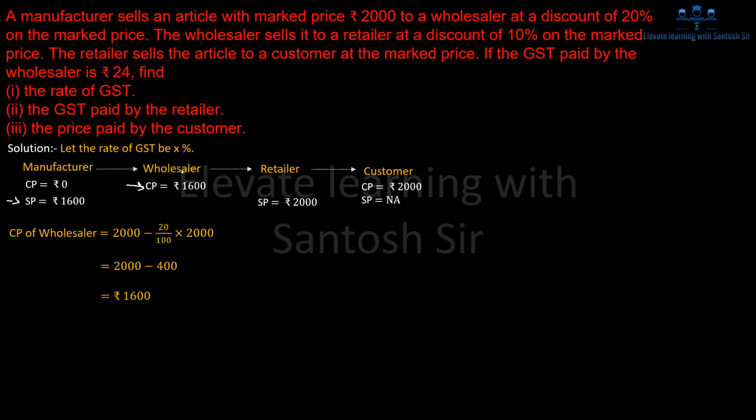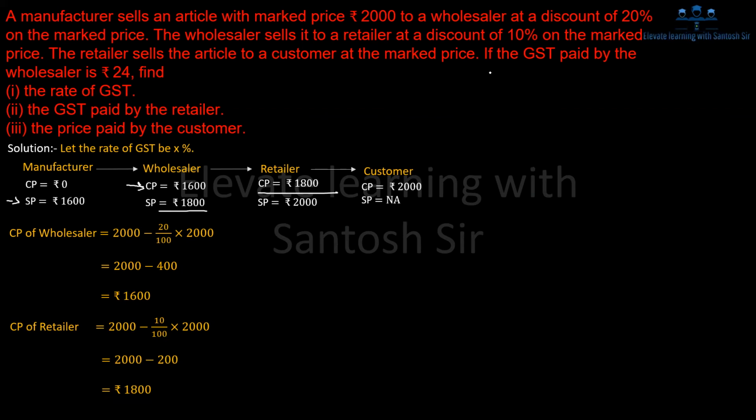So the selling price of the manufacturer, which is equal to the cost price of the wholesaler, is 1600. Next part, the wholesaler is selling it to the retailer at a discount of 10%. So we can find the selling price of the wholesaler, or the cost price of the retailer, by 2000 minus 10% of 2000, as the discount this time is 10%, which will give us 1800 rupees. So the selling price of the wholesaler is equal to the cost price of the retailer, which is 1800 rupees. Now the chain is complete.